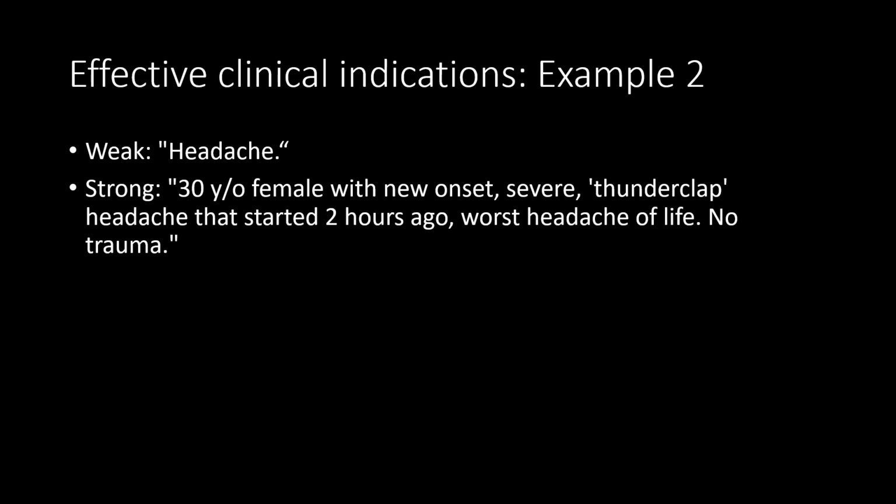Here's another example. Oftentimes we just get headache. Well, there are many different types of headache, and oftentimes headache isn't an indication for diagnostic imaging. A strong clinical indication would be 30-year-old female, new onset, severe thunderclap headache. Started 2 hours ago, worst headache of life, no trauma. With this clinical indication, I'm already thinking, okay, does this person have a subarachnoid hemorrhage? Are they having a stroke? Do they have meningitis? Right. So I, as the radiologist now, am able to develop an initial differential diagnosis, and I know that the best first test for this patient is going to be a CT of the head without contrast.